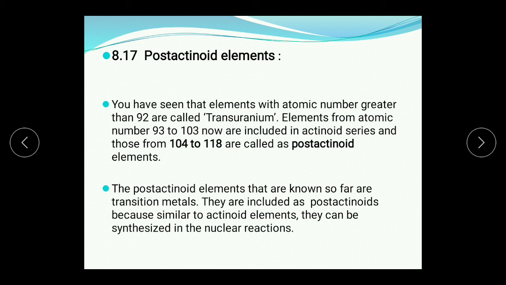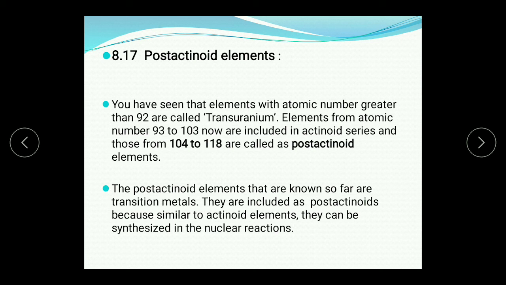So from 92 to 118, together they are called transuranium, and of the transuranium elements, 93 to 103 are actinoid, while 104 to 118 are postactinoid. Understood? So these are postactinoid elements. As we have completed almost the study of the whole periodic table, the only elements remaining are from atomic number 104 to 118. Where are they located in the periodic table?